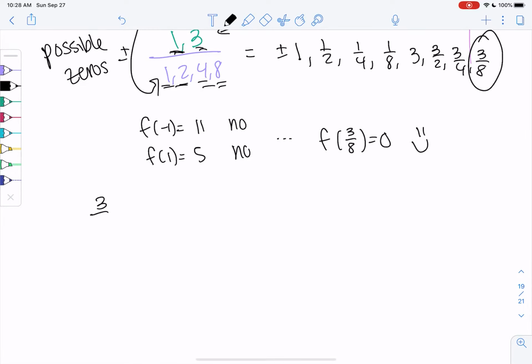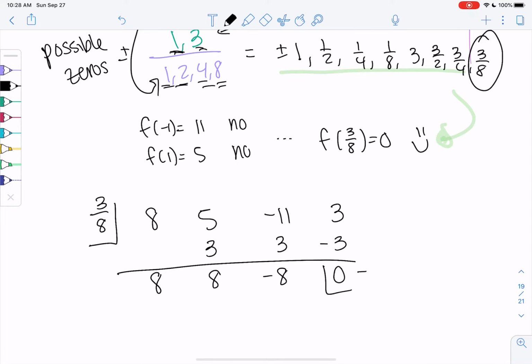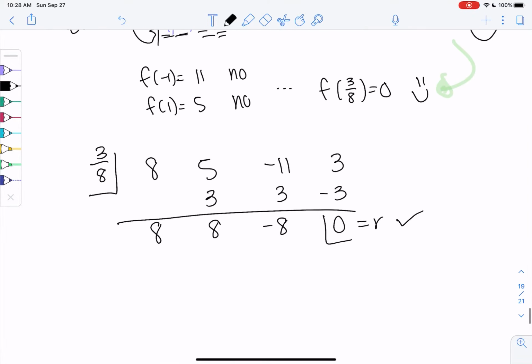So once we find out that 3/8 is a 0, we'll put it on the outside, and we'll do synthetic. 8, 5, -11, and 3. So I think the hardest part on this one is just finding the 0, because there are so many choices. But it ends up being 3/8, so we get 8, we get 3, 8 again, we get 3, -8, -3, and 0. So yay, it's a 0 like we anticipated.